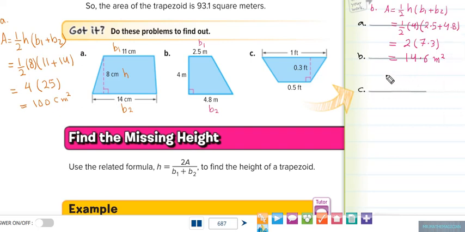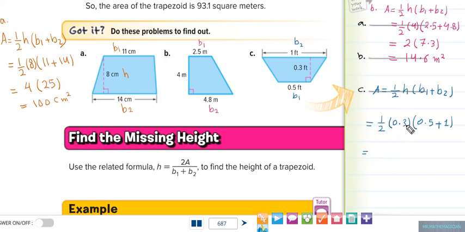Now let's solve problem C. It is a trapezoid. This is base 1. This is base 2. It will not make a difference if you say this is base 1 or base 2, since you are going to add them. This is the height, 0.3. Now let's use the rule. A equals half height times base 1 plus base 2. This is half multiplied by the height, which is 0.3, times the sum of bases, base 1, 0.5 plus 1.